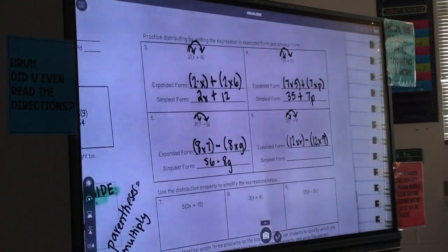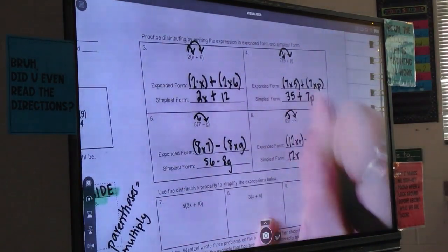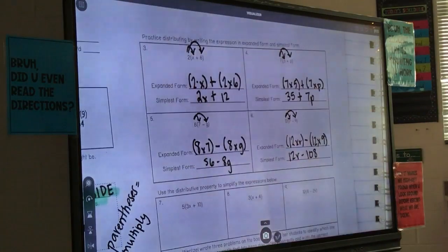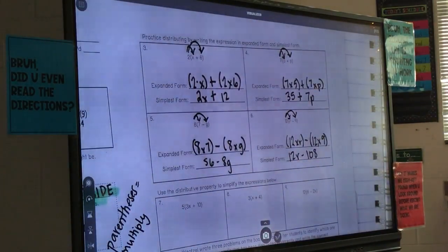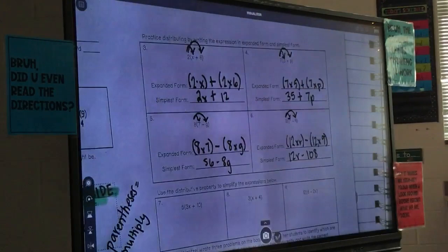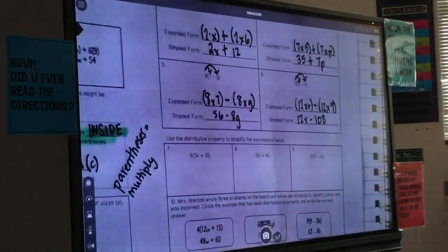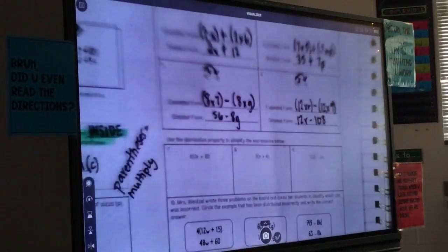Raise your hand and tell me, what is my simplest form? Ansley. 12R minus 108. All right, how do we feel about distributive property? It is not hard, guys. It's multiplying on the outside, multiplying on the inside. All right, you guys as a group are doing 7, 8, 9, and 10. Stand up when you finish.